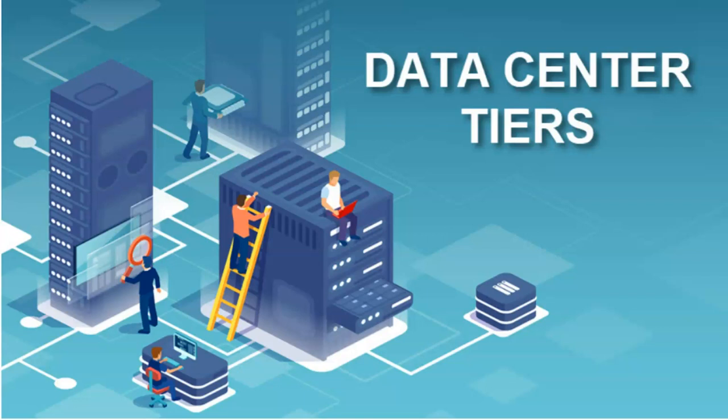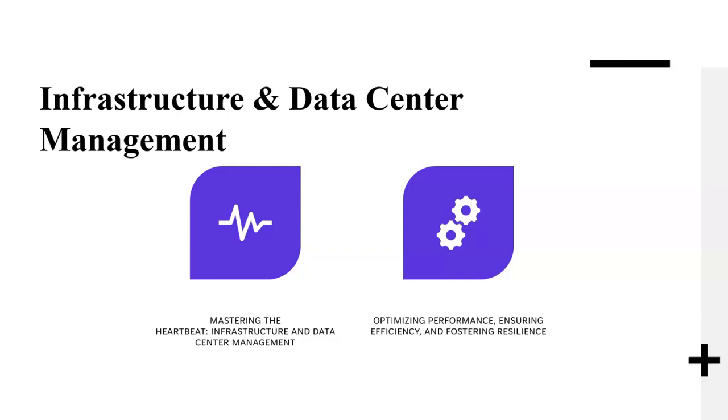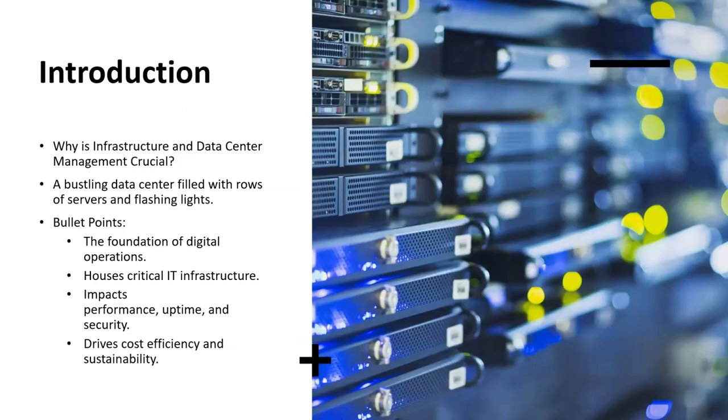This is one of the typical examples of how data centers look. Basically, it's a building or a room where we keep all the facilities related to data, computers, processing, cooling systems, and other accessories. So what is an infrastructure and data center? As I told you, it's a building where we can do backup systems, optimization, and performance. We ensure efficiency and foster resilience.